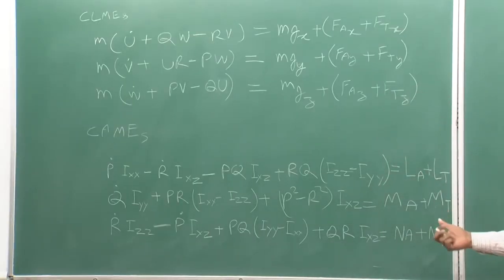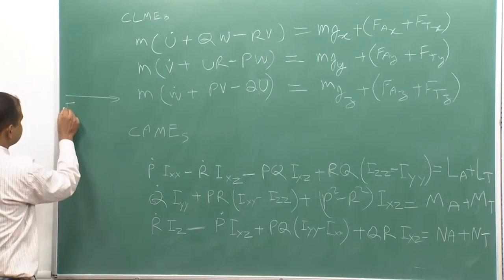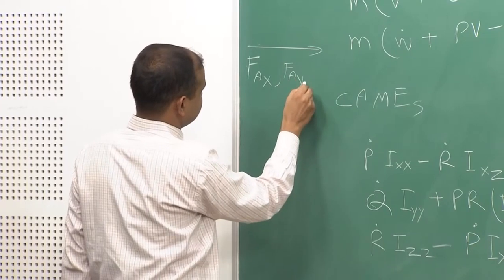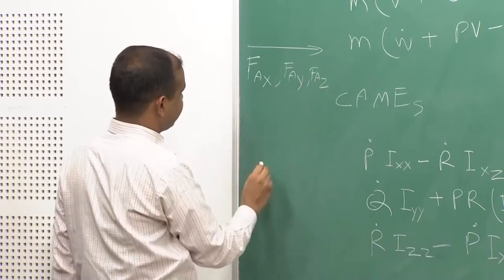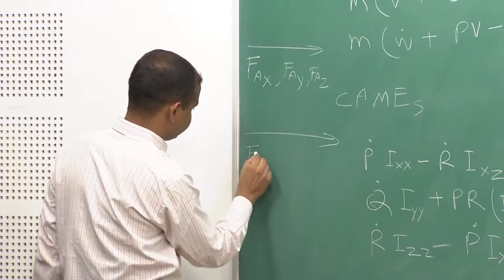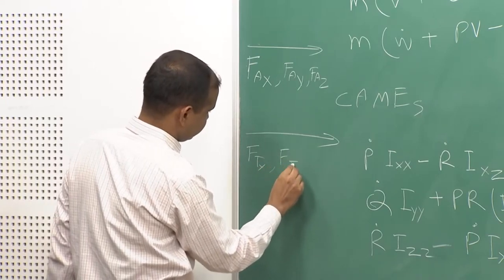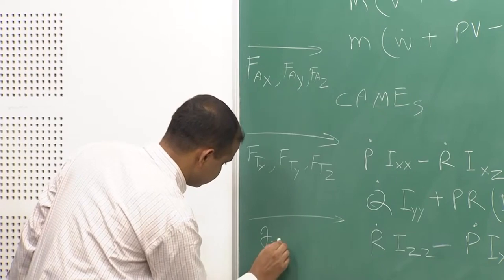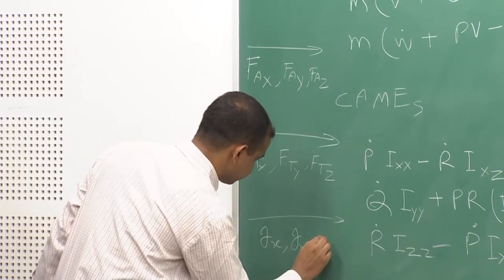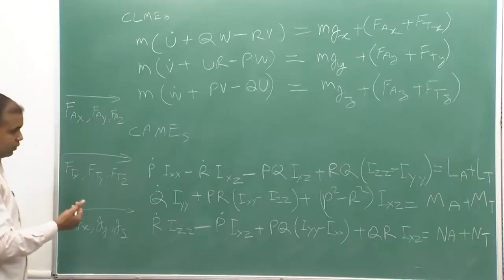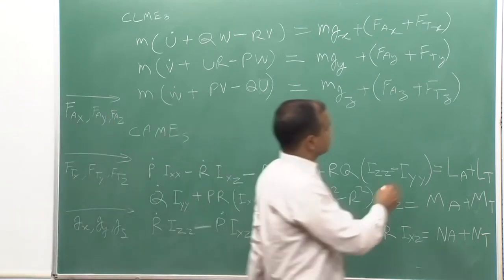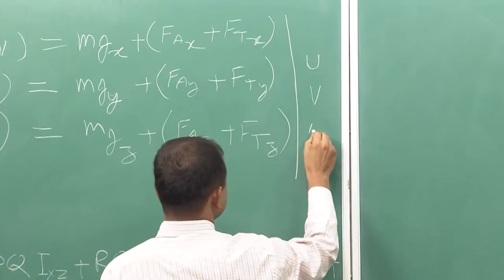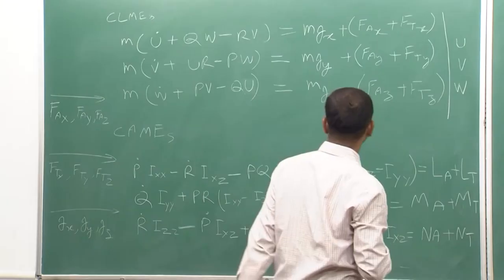So, we had derived this six set of equations. We have the information of all three aerodynamic forces, we know the thrust forces, and we know all the gravity components. And we have the initial condition of the aircraft, then using this set of equations, we can find the three velocity components u, v, w.